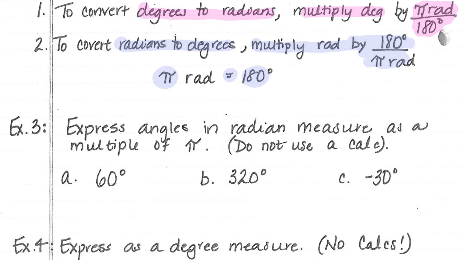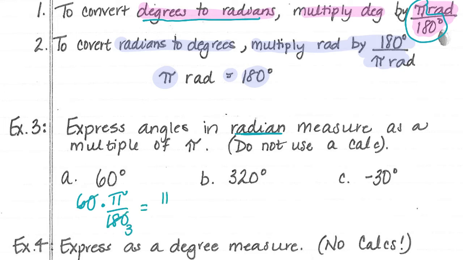So we are going to convert from degrees to radians. To go from degrees to radians, we're going to multiply by pi over 180. So I'm just taking 60, multiplying by pi over 180. Well, all this can cancel out to be 3. 60 degrees is pi over 3 radians.